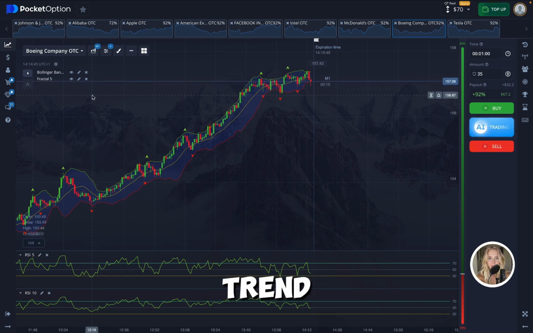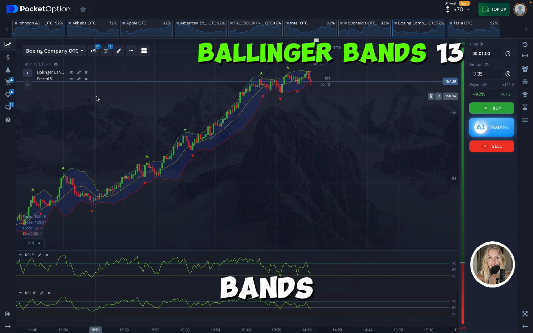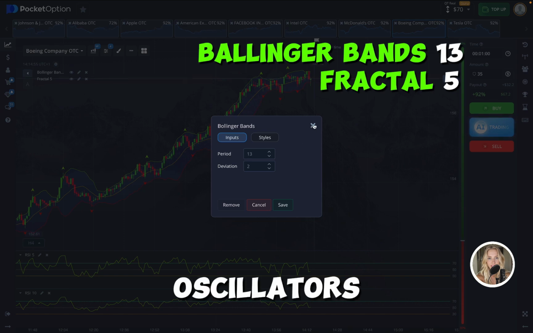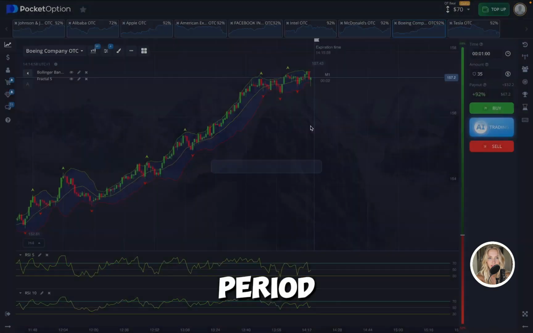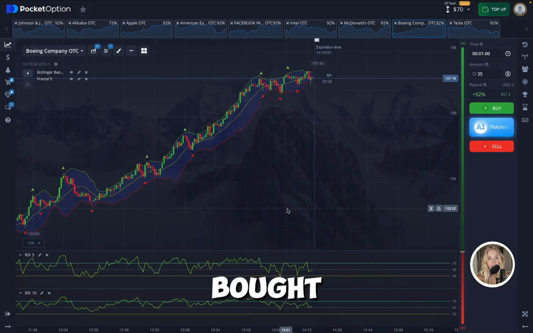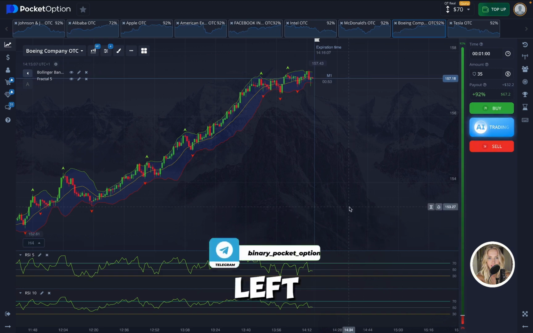as on the trend. It includes Bollinger Bands with period 13 and deviation 2, fractal with period 5, and two oscillators RSI, the first with period 5 and the second with a period of 10. We leave the overbought area unchanged at 70, and the oversold area also unchanged at 30. They have a value.